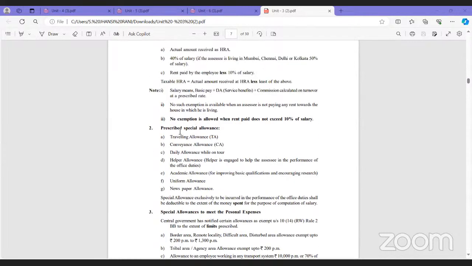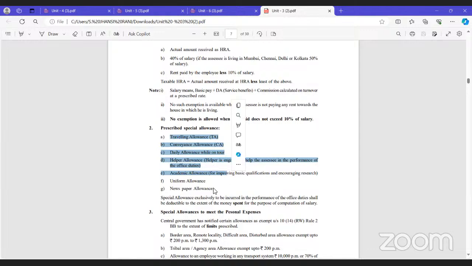So these are prescribed special allowances. It means if this type of allowance is given in the question, the spent amount is exempted and the unspent amount is taxable. For example, traveling allowance, conveyance allowance, daily allowance on food, welfare allowance, academic allowance, uniform allowance, and newspaper allowance. Like this, we have 7 allowances. Whatever they have spent is exempted, and the unspent amount is taxable.